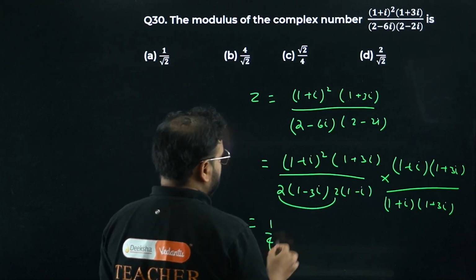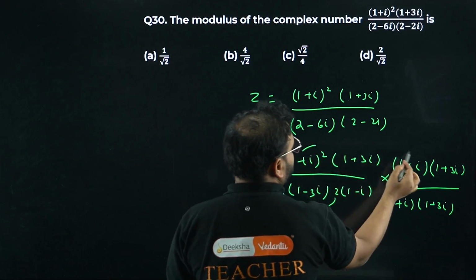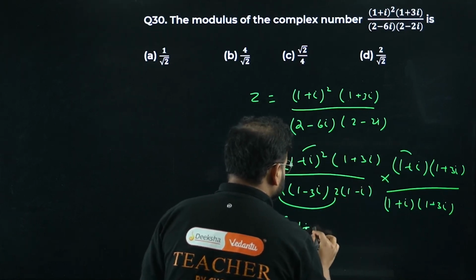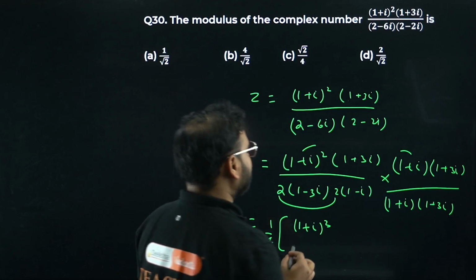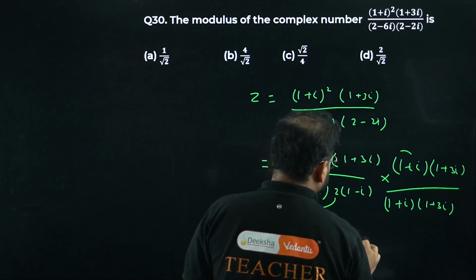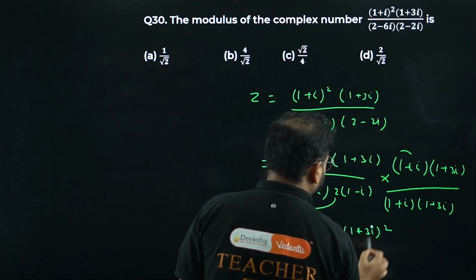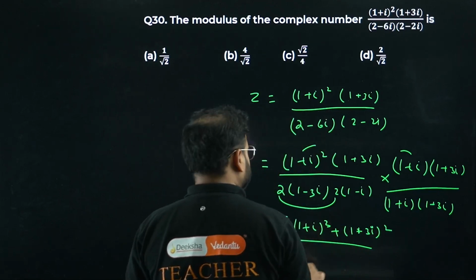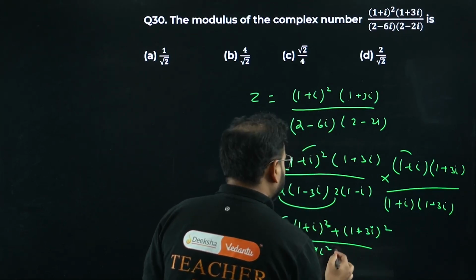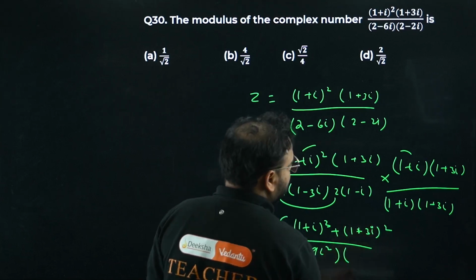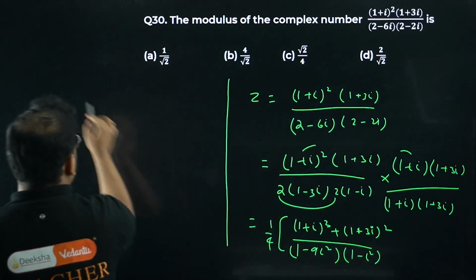I get 1 by 4 outside, not a problem. And what I have inside, please check. I'm going to end up with 1 plus i the whole square into 1 plus i, basically 1 plus i the whole cube. And for this I get 1 plus 3i the whole square divided by, I get 1 minus 9i square, right? And this will be multiplied with 1 minus i square. Correct now? Please check. This is z only.